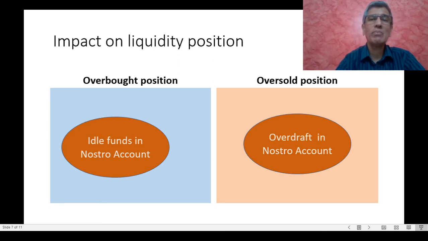So an overbought position can create a credit in the Nostro account. A Nostro account, as we saw, is a current account, and these funds remain idle in the current account, which does not earn any interest for the bank. Likewise, when a bank has an oversold position, its account gets debited, and this could ultimately create an overdraft in the current account with a correspondent bank abroad, and the bank will then have to pay interest on the amount overdrawn to the correspondent bank.